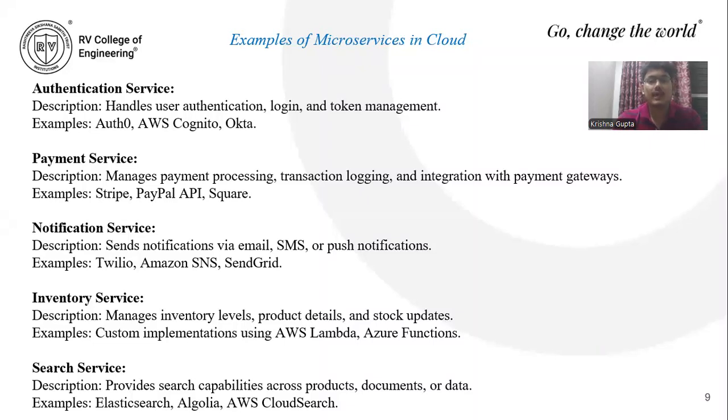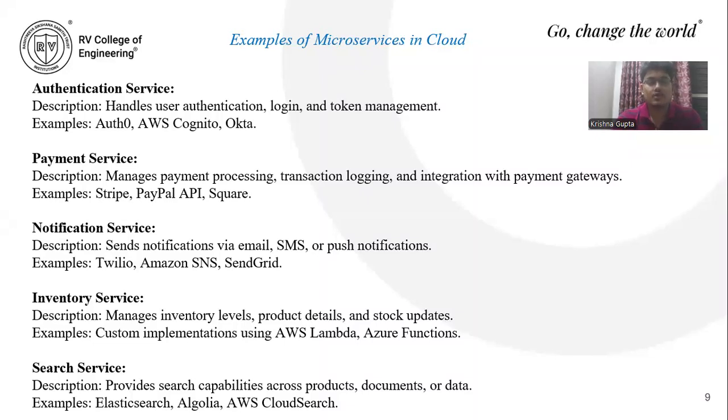Suppose you are having any manufacturing department in your company or organization, you can easily manage the stock updates, the product details, and the inventory levels in your organization. This can be done using AWS Lambda. They provide custom implementations and you can customize it according to your organization's needs. They also provide Azure Functions.